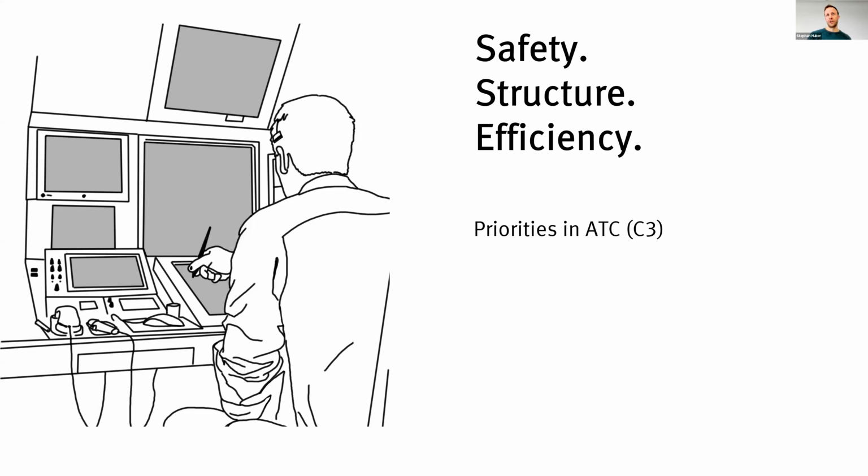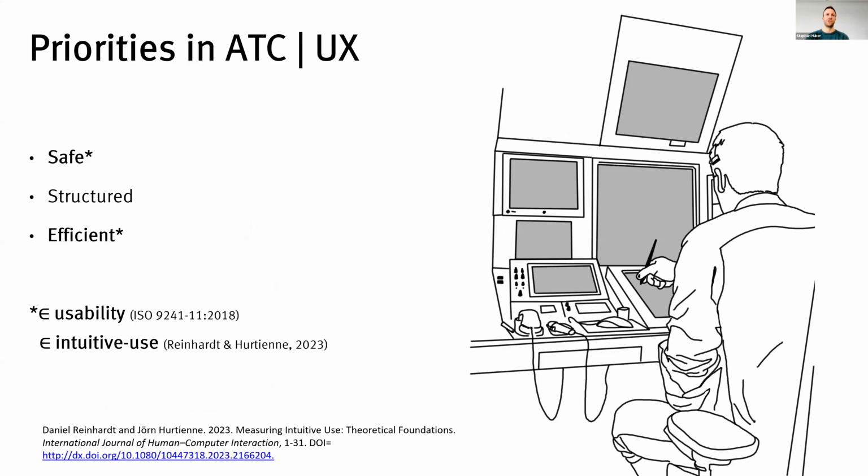When we look at those priorities with a UX or HCI lens, then we can see that safety and efficiency is already considered. For instance, in the ISO standard 9241-11, efficiency is literally there, and safety is kind of there. It's hidden behind the reduced risk of harm. And also taking another lens, that of intuitive use, safety and efficiency are covered.